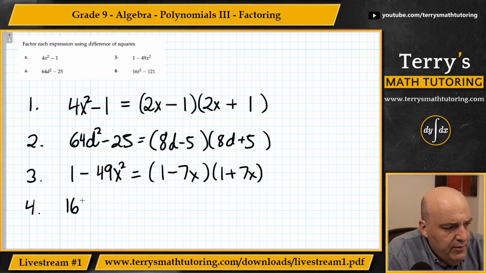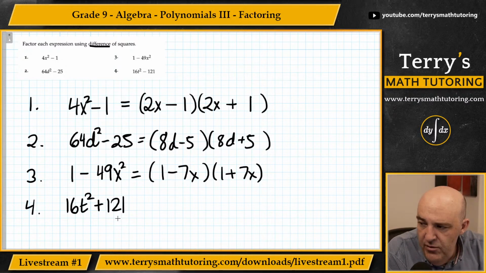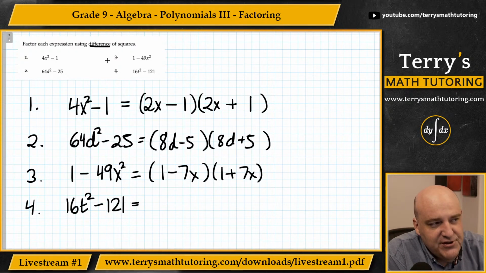How about this one? It's really important that there's a subtraction sign here. If this was plus, you couldn't do it. You can't factor a sum of squares. So it's critical that there's a minus sign here. There's no formula for a sum of squares, just difference of squares.